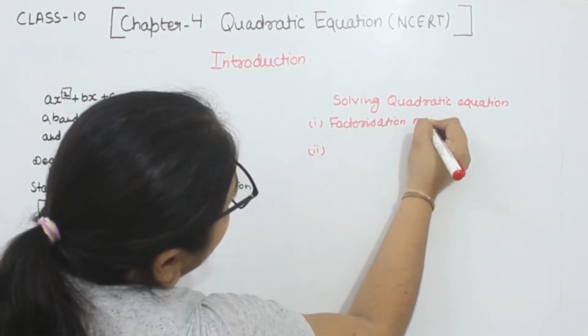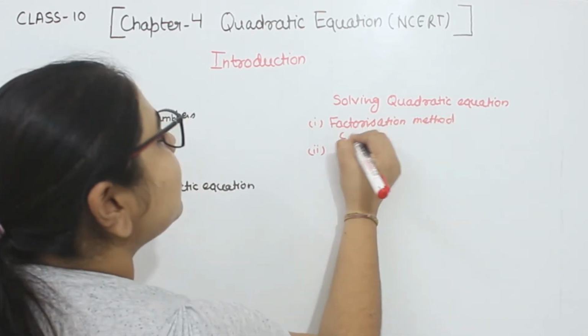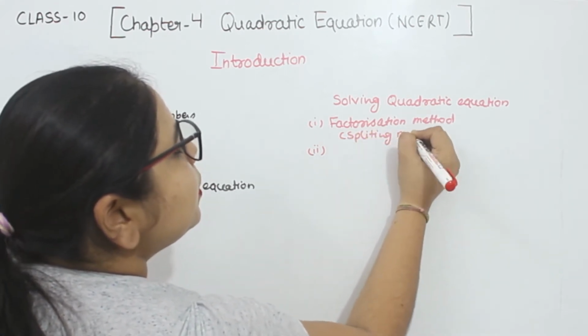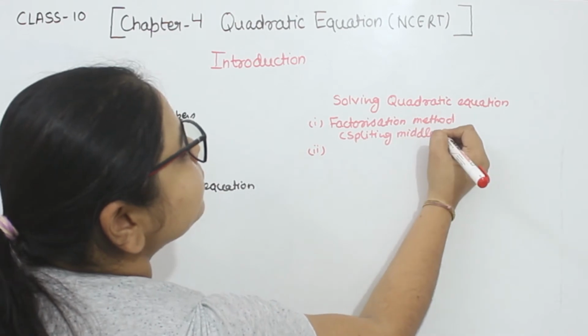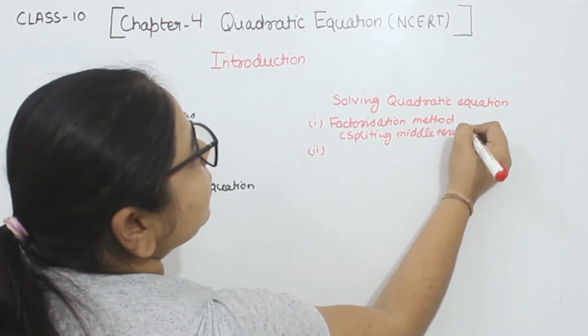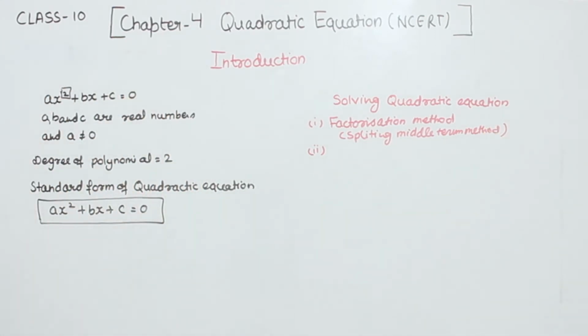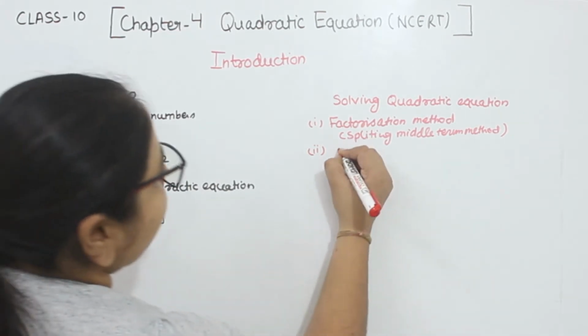We can call this one the splitting the middle term method. So this is the first method, factorization method. We can call this the splitting the middle term. Now comes the second one. The second method is completing the square.